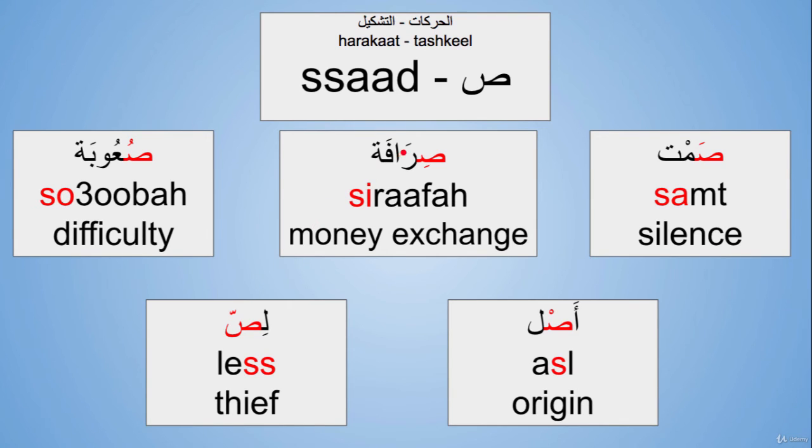And moving on to the letter Sad, you'll find that when it comes with fatha, it becomes Sa, like the word Samt, or silence. When it has kasra, it becomes Si, like the word Sirafa, or money exchange. When it has Dhamma, it becomes Su, like the word Su'uba, or difficulty.